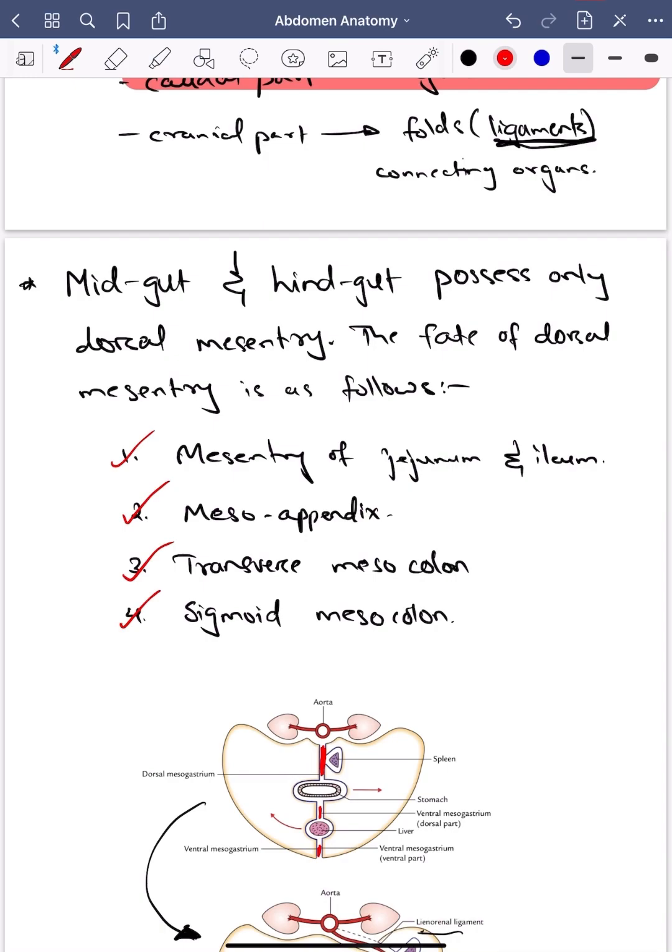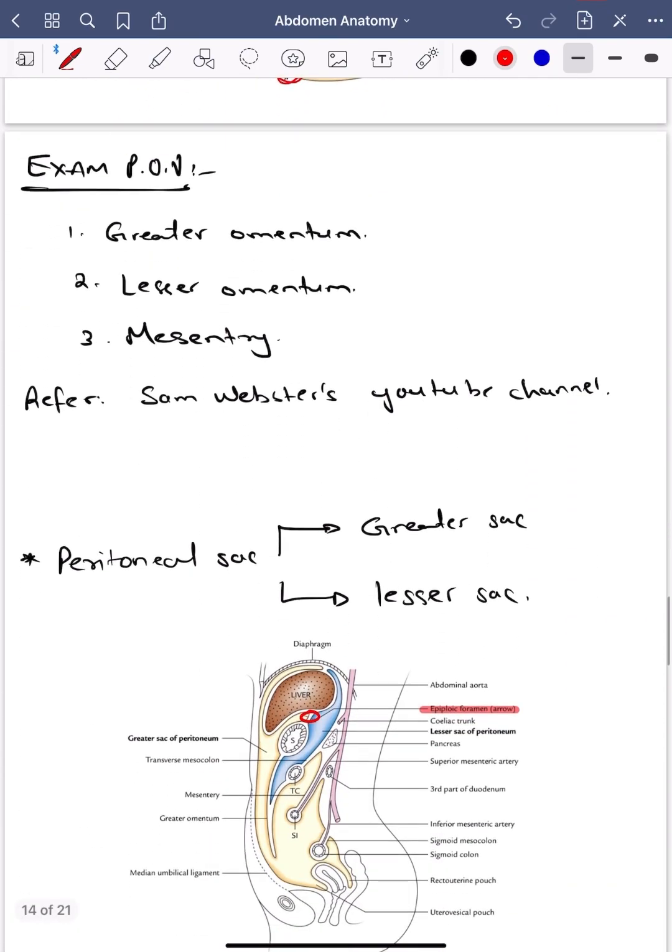Now if you cannot visualize what is going on, I suggest you go through videos of this guy named Sam Webster on YouTube, because he has a lot of anatomy models. With the help of a plastic wrap, he explains how the mesogastrium and the mesenteries are formed. So if you want to have a better understanding of what is going on here, you can refer to those videos. So refer to Sam Webster's YouTube channel. Okay, now from your exam point of view, as I've mentioned, the greater omentum and lesser omentum, their development sources may be asked.